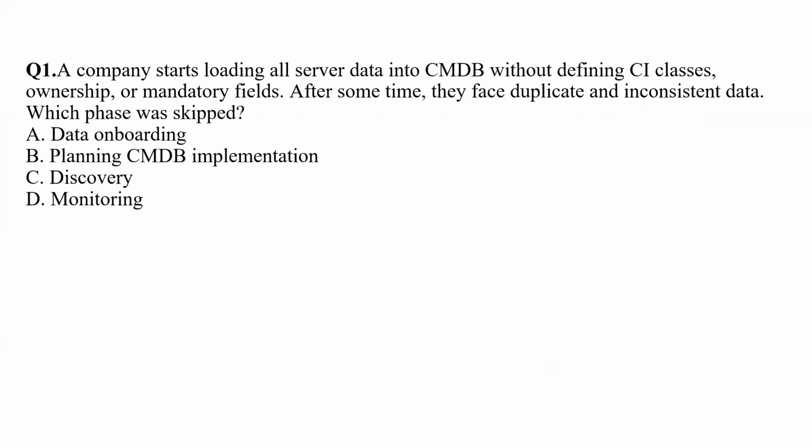Let's start. First question: a company starts loading all server data into the CMDB without defining CI classes, ownership, or mandatory fields. After some time, they face duplicate and inconsistent data. Which phase was skipped? Option A, data onboarding. Option B, planning CMDB implementation. Option C, discovery. Option D, monitoring. The exact answer is planning CMDB implementation.